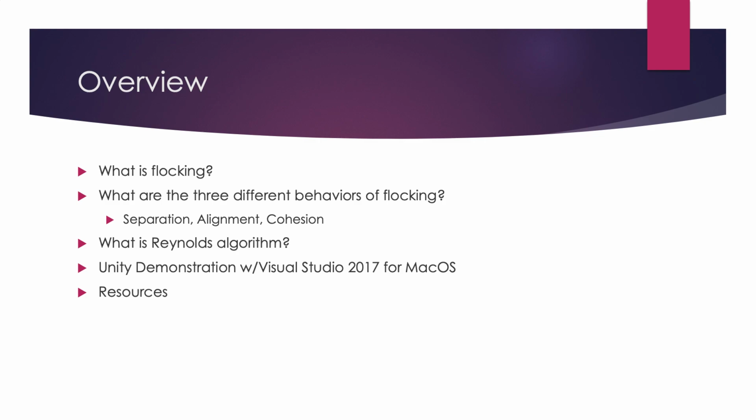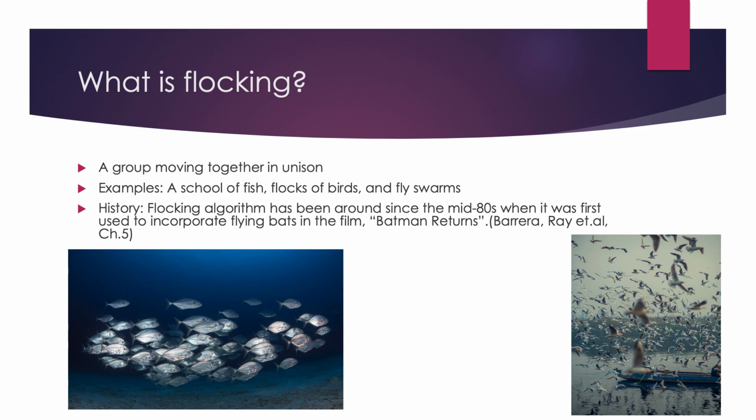Now, let's go ahead and get started. What is flocking? Flocking is like a group moving together in unison. Some examples could be a school of fish, a flock of birds, fly swarms. You see this a lot in movies, games, videos, music videos, and in real life as well, when you go outside and you see birds flying in a V formation, or whenever you see a school of fish swimming together towards whatever it is that they're looking to get to.